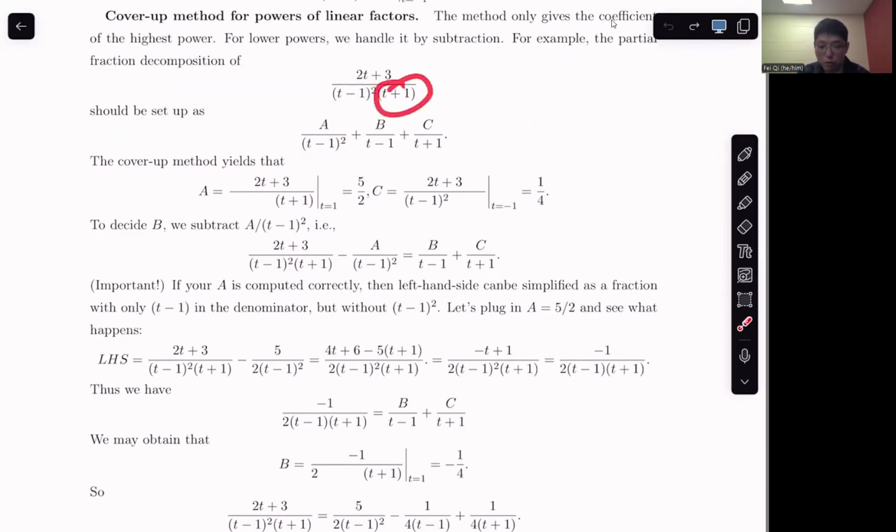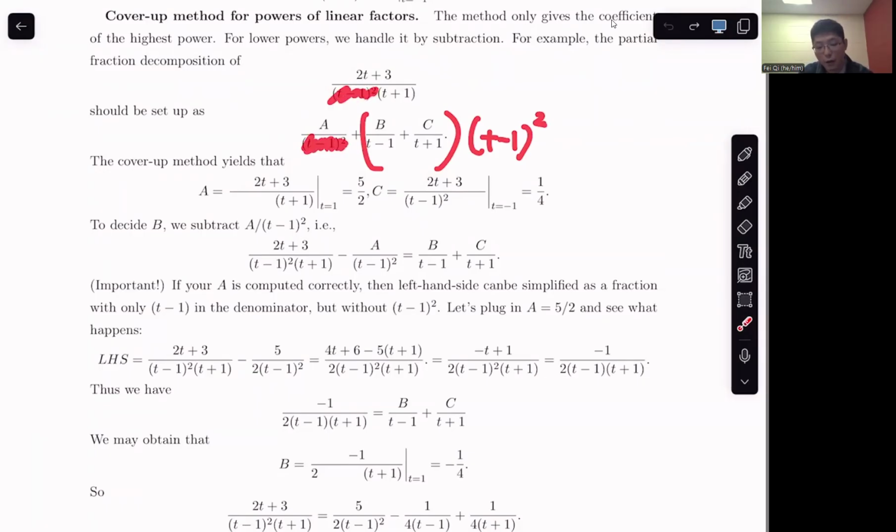Then the other factor t plus 1 is only of first power, so we only have c over t plus 1 over here. Okay, so this is the partial fraction decomposition we should set up for this expression. And now the cover-up method will basically yield the following. You could cover up (t minus 1) squared. The effect is nothing but multiplying (t minus 1) squared on both sides. If you multiply (t minus 1) on both sides, this factor is gone and this factor is gone.